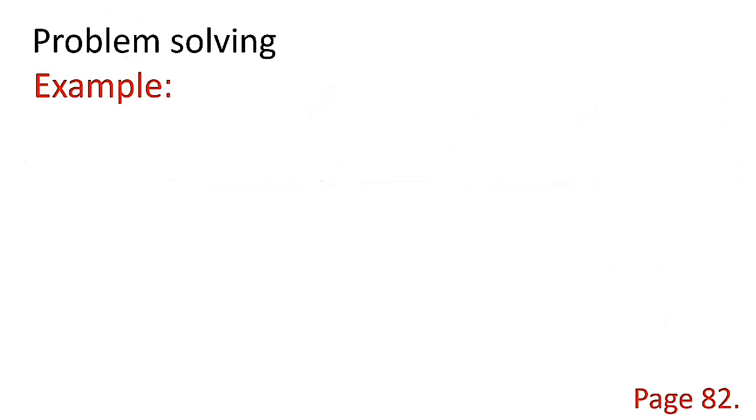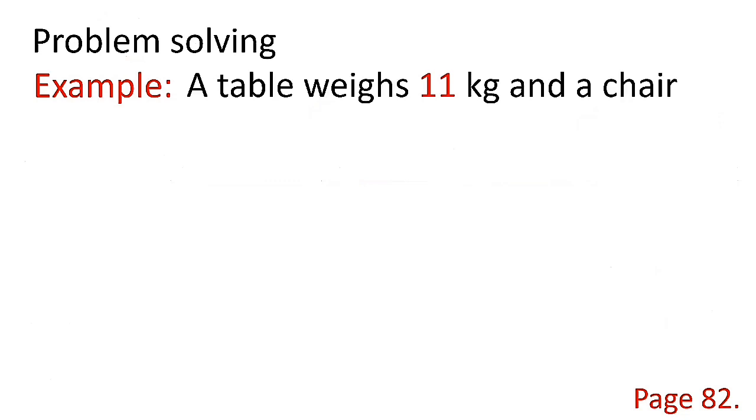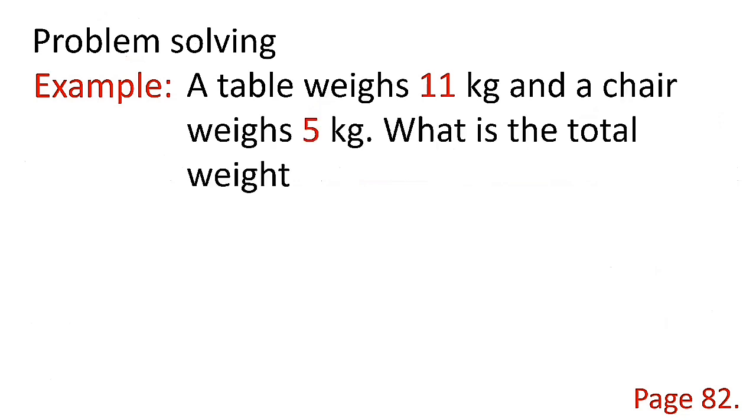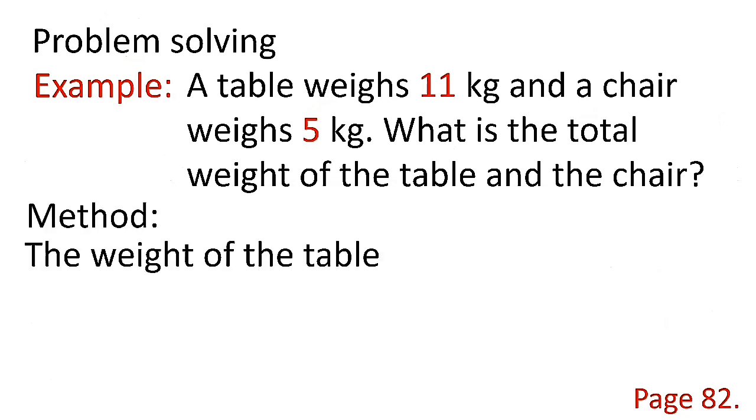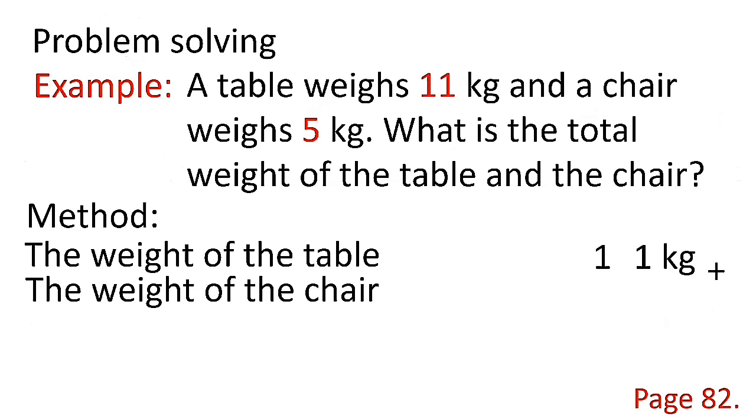Let's proceed to problem solving. Let's read this together. A table weighs 11 kilogram and a chair weighs 5 kilogram. What is the total weight of the table and the chair? What are we going to do? At first we have to write the method. The weight of the table is 11 kilogram plus the weight of the chair, because the question is what is the total?